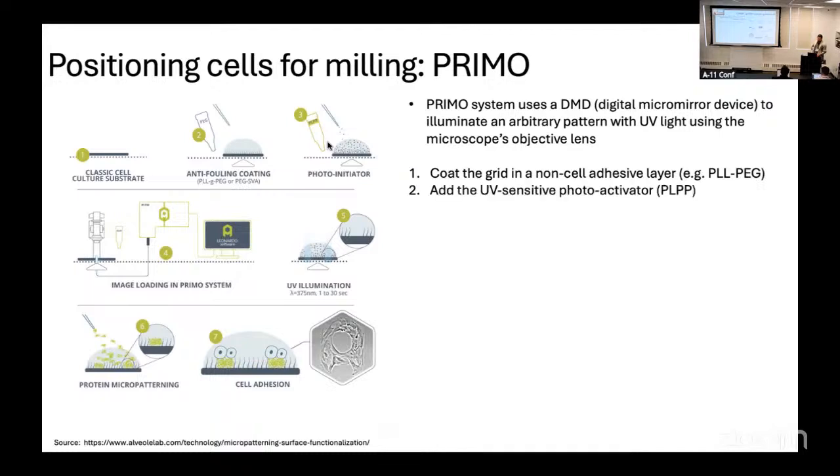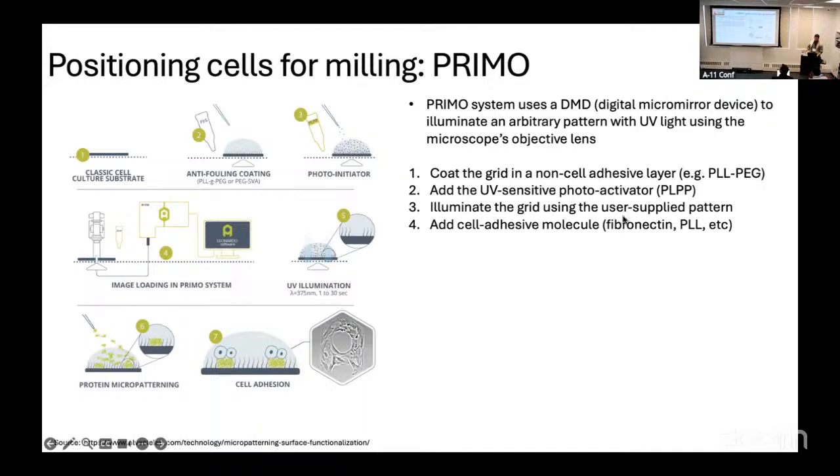Then you add a photoinitiator, which is UV sensitive, and you let that sit, and then you put it on the Primo. The Primo illuminates the pattern and cuts away wherever the illumination is. So where the illumination is, there's no more PLL-PEG. There's no PEG there, but there's still PEG wherever it didn't illuminate. And then you can go and put on whatever molecule you want, cell adhesive molecule, PLL, etc., and then put your cells on top, and the cells should stick to just where the pattern is.